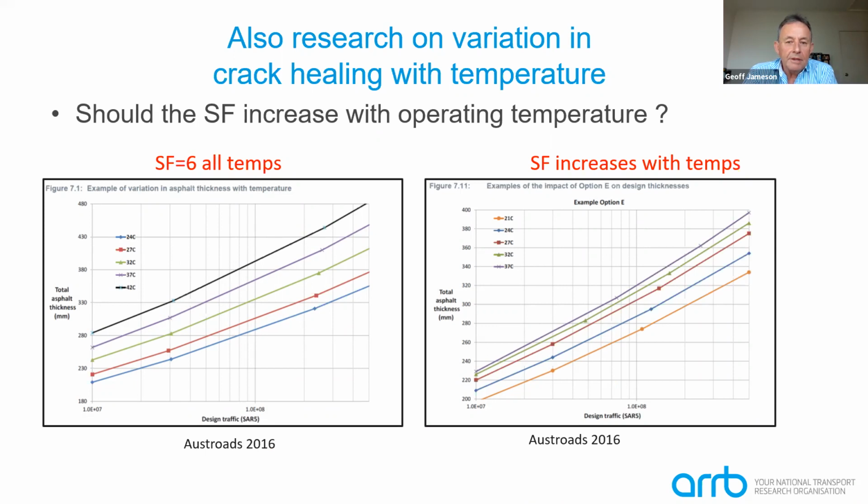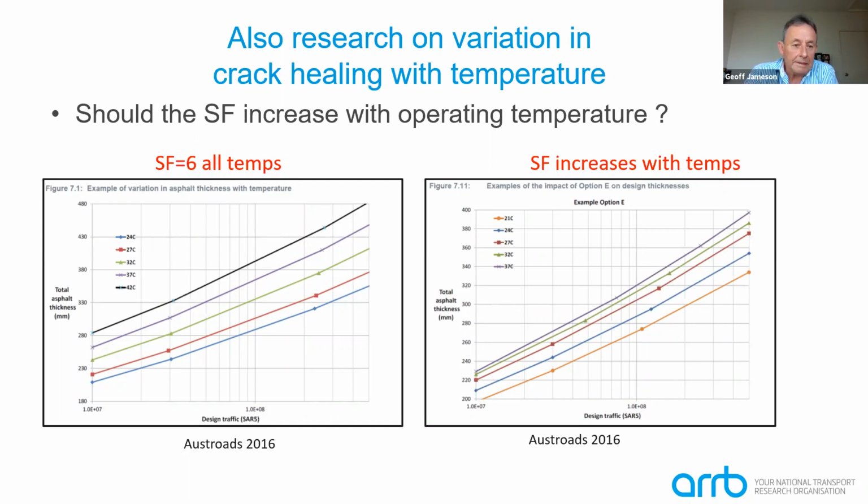There's a view around that we're not allowing for the healing that can occur to fatigue damage at higher temperatures. And you can see on this slide, on the left-hand graph, how the required asphalt thickness increases dramatically as the temperature increases with the current design process.